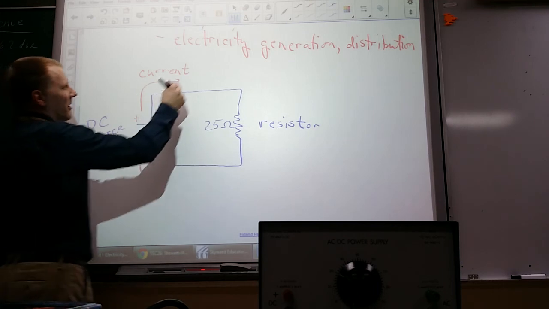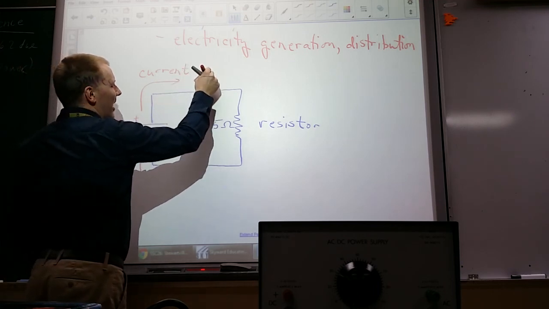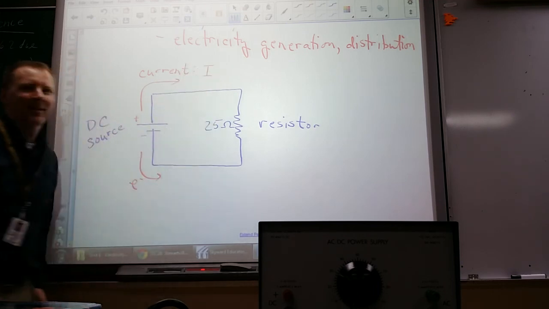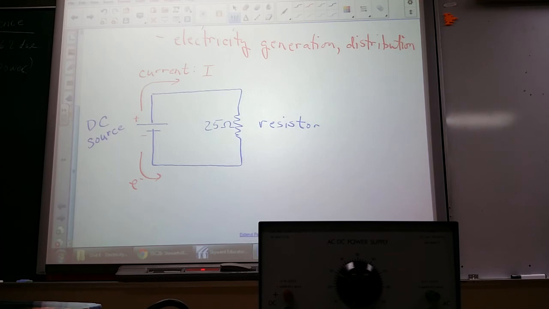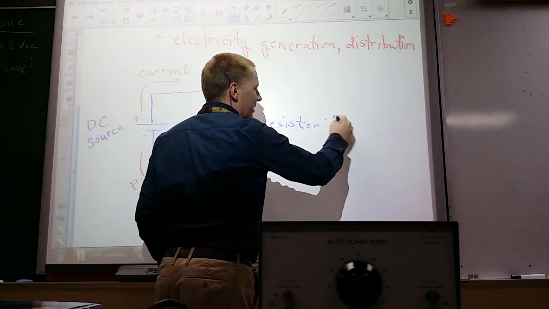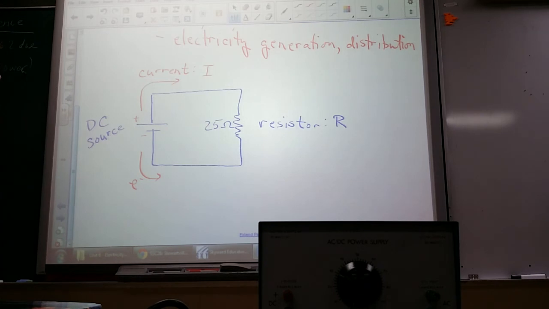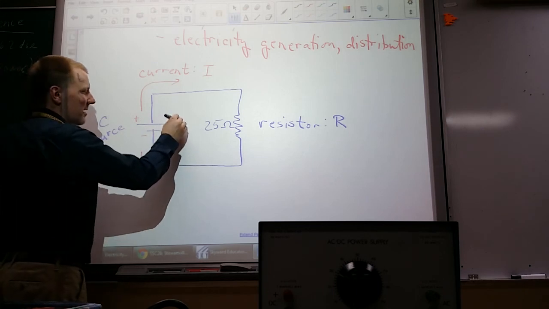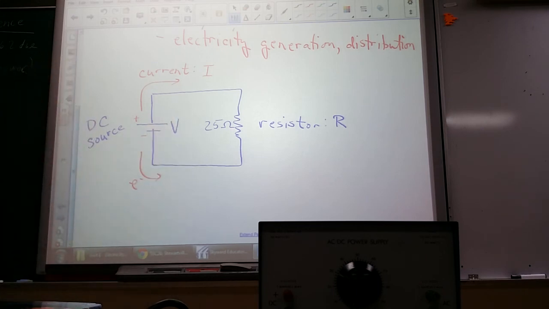We label this current, of course, with a capital I. I don't know why I. I'm not sure, but it is. Resistance gets a capital R. And then the last thing, this DC source, we measure the power of that in voltage, which we talked about yesterday a little bit, and that's V. So two of these make sense.